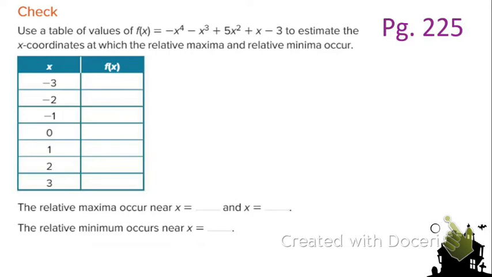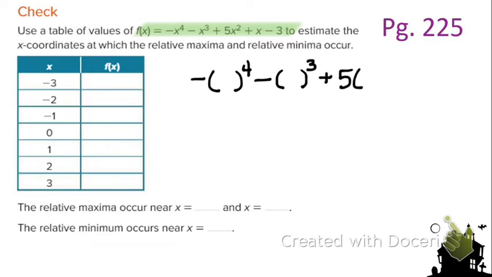This is our function. So when you type it in your calculator, you have negative, and then you have parentheses to the power 4, minus x to the power 3, plus 5x squared, plus x minus 3.